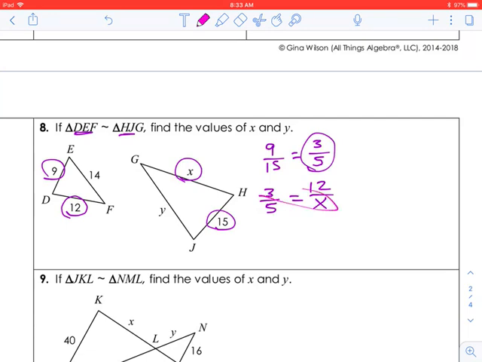So 3 times x is 3x. 5 times 12 is 60. And I divide, get x equals 20. Well, let's do the same for the other.